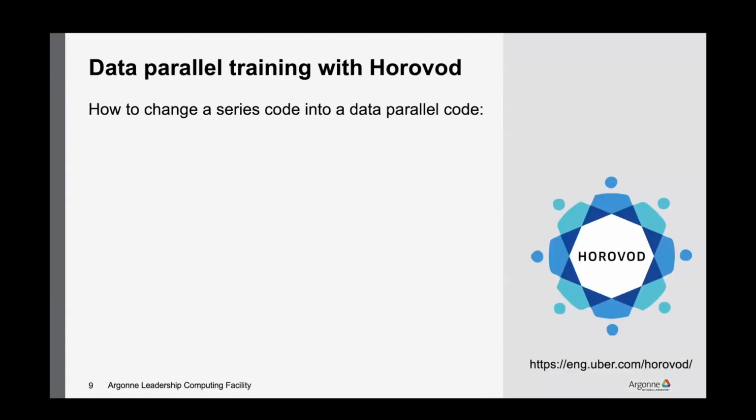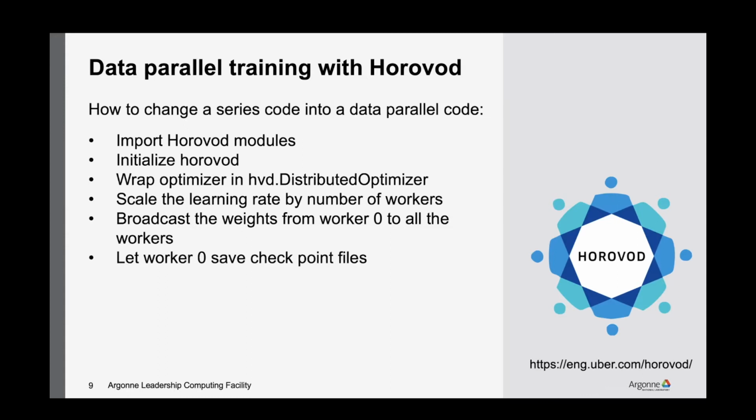Okay, so all of this is the conceptual stuff behind data parallel training. And in terms of the software side, it's very simple. What I list here is what we need to do in order to change a serial code into a data parallel code. And we will see this in the real code example later on.